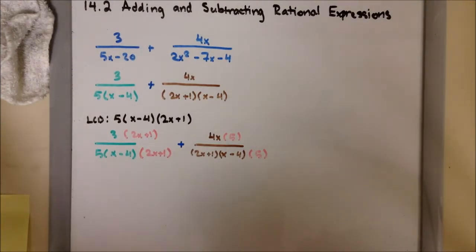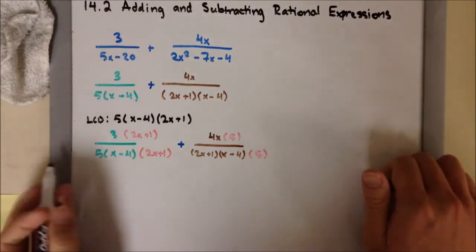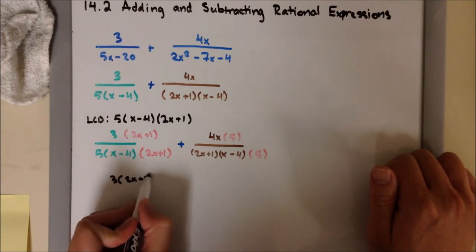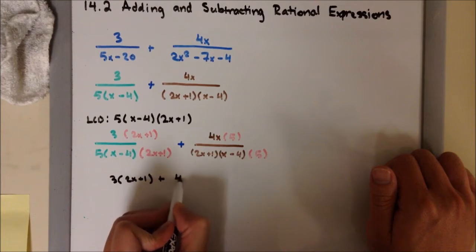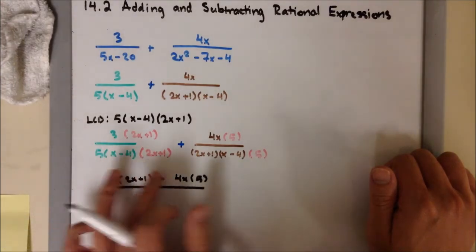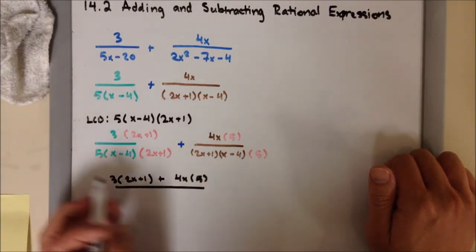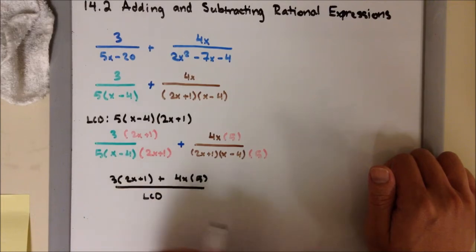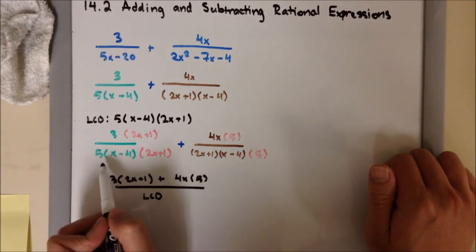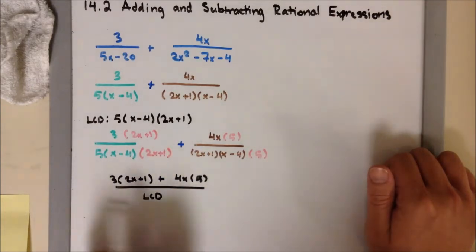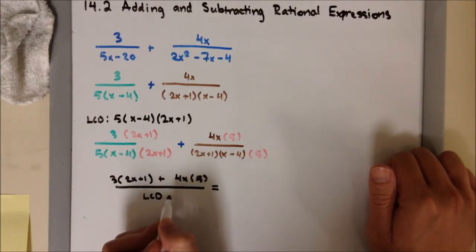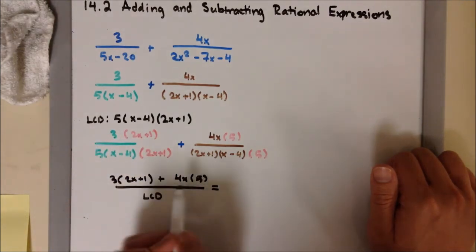Now when we're combining, it's going to be 3 times (2x plus 1), then the plus, 4x times 5. Since these two fractions have the same denominator, I'm just going to write LCD as shorthand, because right now we're just doing the work and it's redundant to write the denominator so many times. So I'm just going to write LCD to save time and space. But in our final answer, make sure you write out the true LCD.